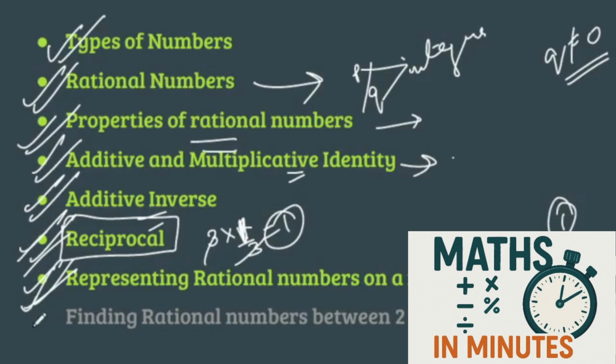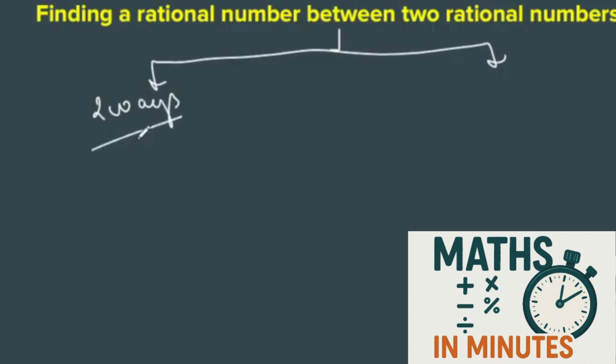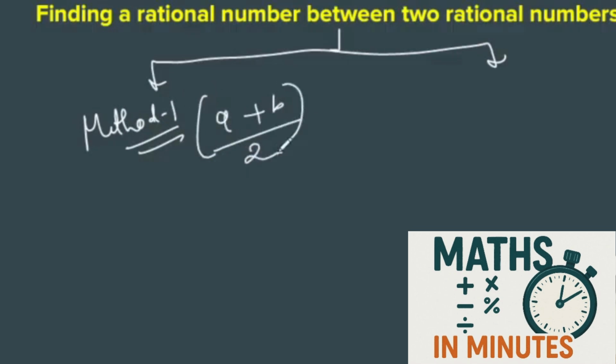Okay, now we are moving on to finding rational numbers between two rational numbers. Finding a rational number between two rational numbers can be done in two ways. We have two ways of doing this. Method number one is formula based. The formula is a plus b upon 2. This is formula based, but this method is quite limited.